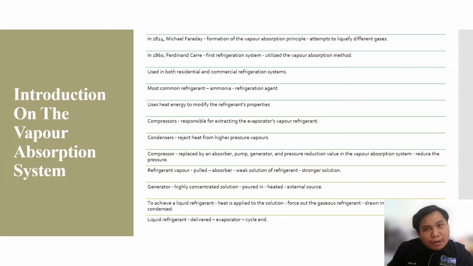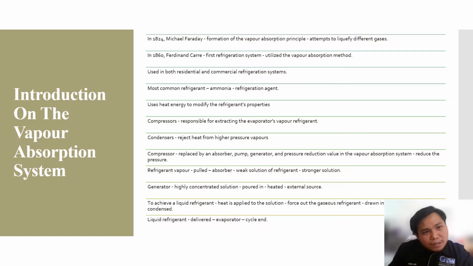Michael Faraday made the groundbreaking finding that led to the formation of the vapor absorption principle in his attempts to liquefy different gases in 1804. And in 1860, French scientist Ferdinand Carré developed the first refrigeration system that utilized the vapor absorption method. Regardless of the size of the unit, this technology may be used in both residential and commercial refrigeration systems. The most common refrigerant in vapor absorption systems is ammonia.